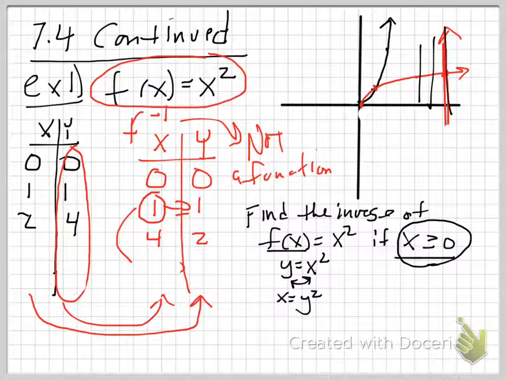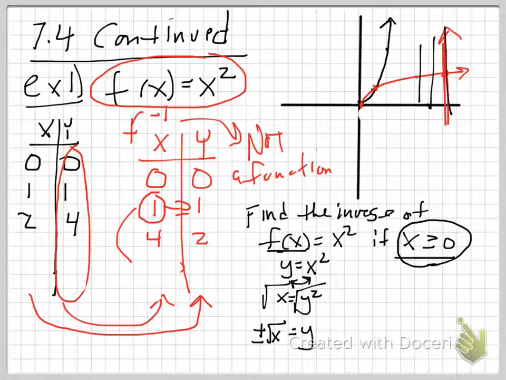Now, if I were solving for y, I would have to square root both sides of this equation, and I would get y equals plus or minus the square root of x. Now, we have a choice to make here. We can't have both positive and negative for the square root of x, and how you figure this out is as follows.